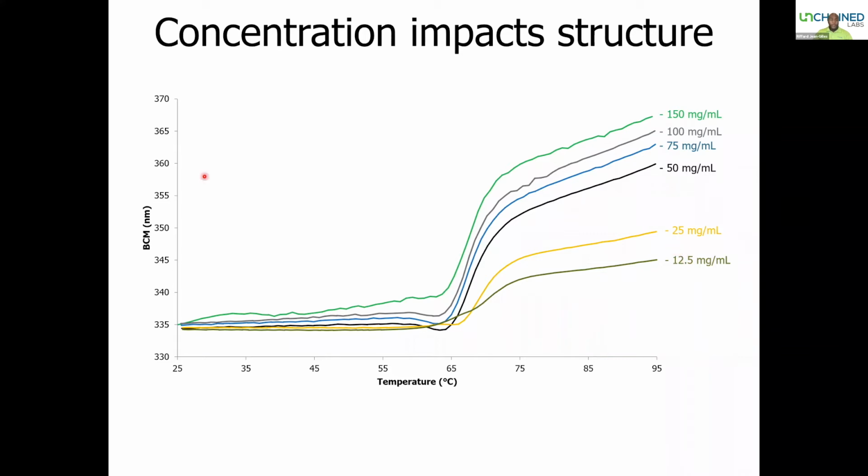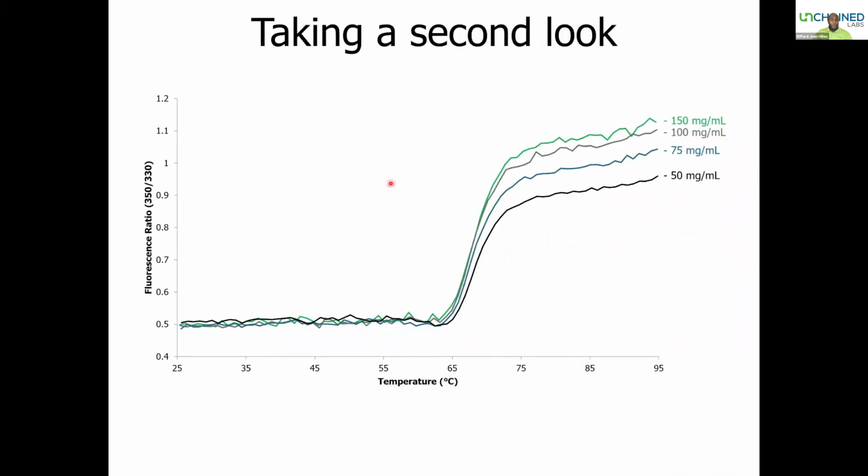So this is showing you the BCM, but some of you may be more comfortable with the fluorescence ratio. So I'm going to quickly show you that analysis method for the exact same samples. And you can see that the actual pattern doesn't change. It's a bit more noisy because that's a reflection of the actual sample itself. But certainly you can see that the progression is pretty typical. You can also see that the extent to which the unfolding takes place for lower concentrations appears to be less pronounced than at higher concentrations.